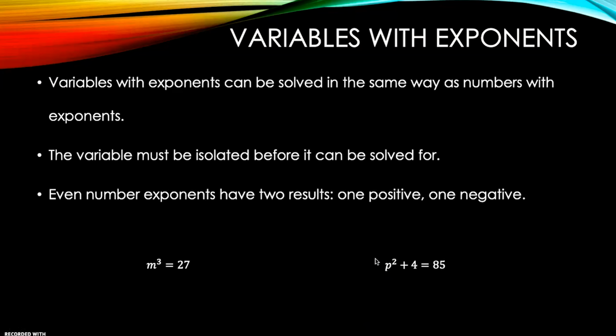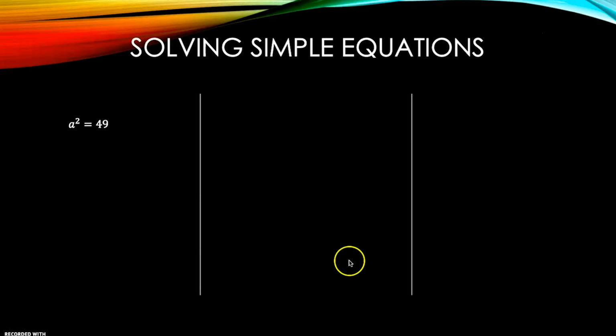Let's look at some examples. We have the equation a squared equals 49. Well, what we want to do is take the square root of both sides, and we get square root of a and square root of 49, and that results in a is equal to plus or minus 7. Now, this plus or minus 7 are two different results. It's going to be a positive 7 and a negative 7. So this a has two values.